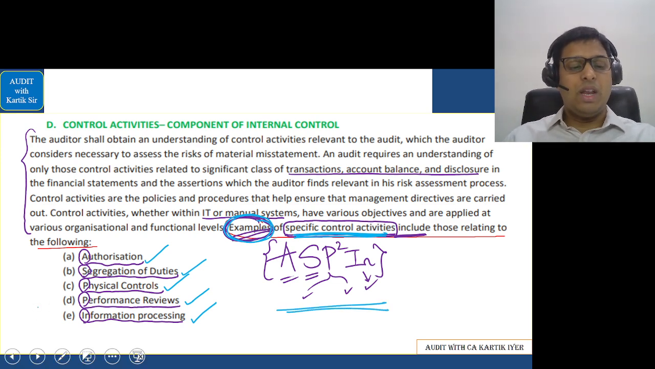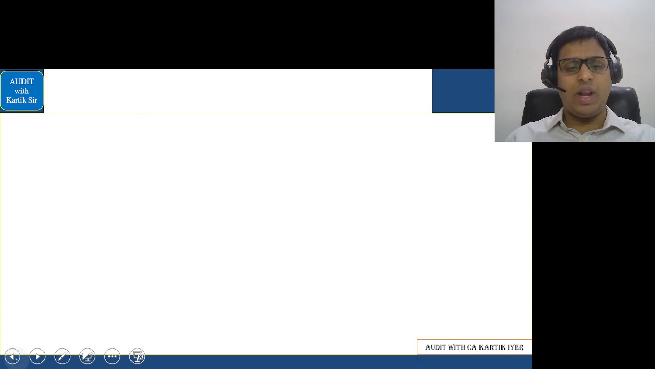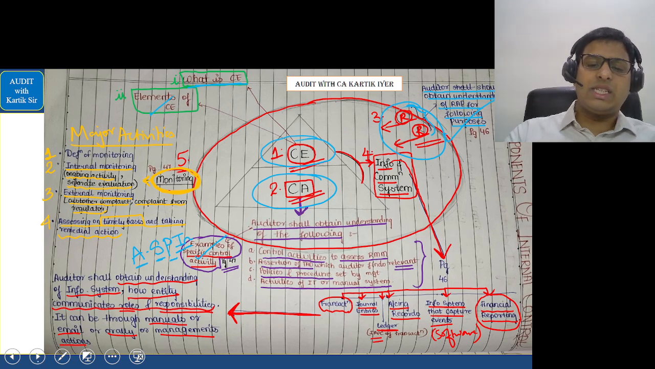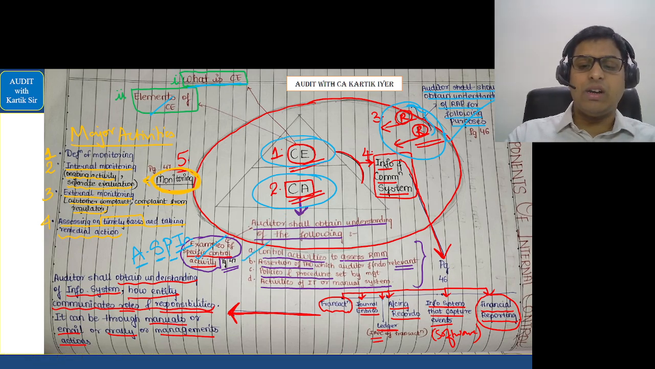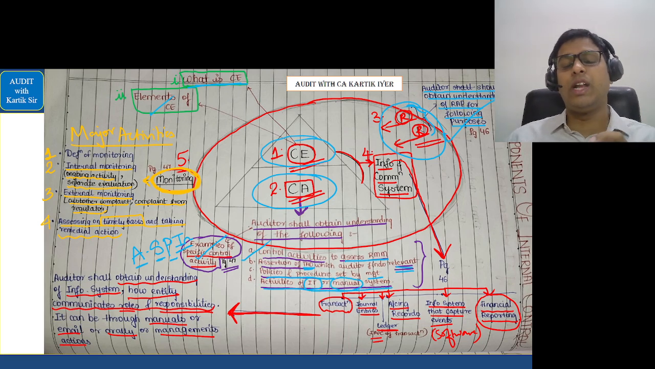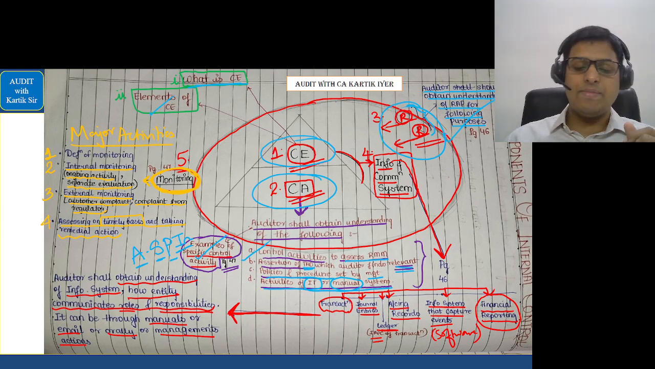Okay. Now in this we had done one more area. I'll just take you there. Just a second. Okay. Next is control activities, where we have to check to assess the risk of a misstatement. Assertion of transaction, account balance, disclosures which the auditor finds relevant. The auditor should check those controls mainly. Policies and procedures are set by the management, so the auditor should check that. And finally, activities of IT or manual system, whether that control is being done using IT or a manual system. That is what the auditor should check. Okay. Let's go to the next one.